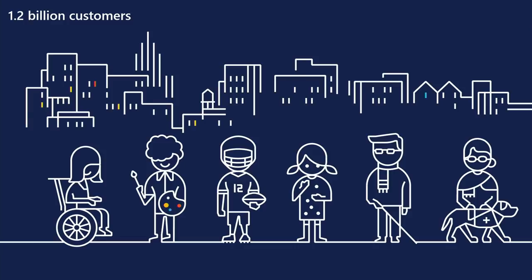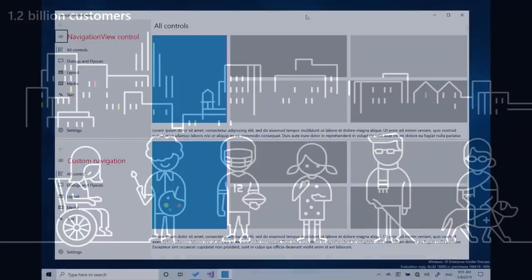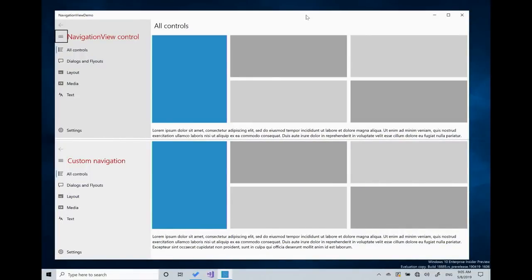Let's see how they experience using navigation view control compared to a custom solution. Could you switch, please? Certainly. So here's a little demo app that we built. On top is navigation view control that we provide you. On the bottom is a custom solution that uses radio button controls, which we often see a lot of applications on the store use.